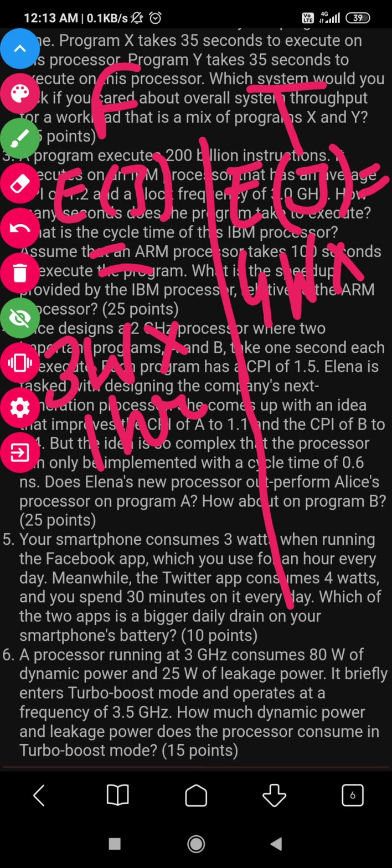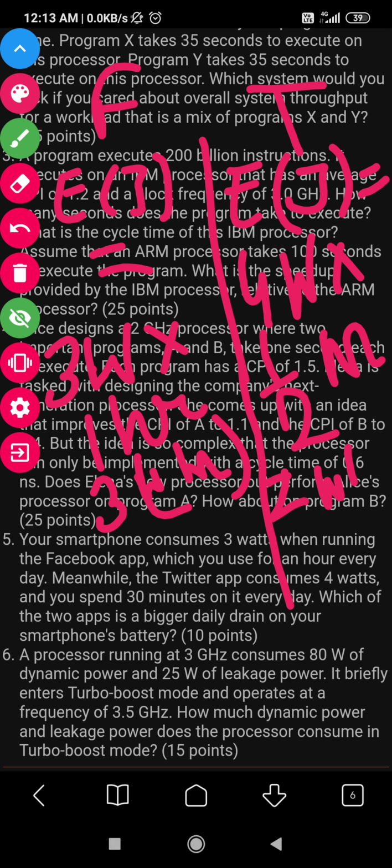4 watt into half hour. Let the unit be same. So 3 watt hour. There might be some standard unit, but doesn't matter. This is 2 watt hour. So 3 watt hour energy will be dissipated here and 2 watt hour energy will be dissipated there. The question asked: which of the two apps is the bigger daily drain on your smartphone's battery? Of course Facebook, since it will dissipate 2 watt hour energy even when the mobile is idle. So yeah, there's no question of Amdahl's law though.